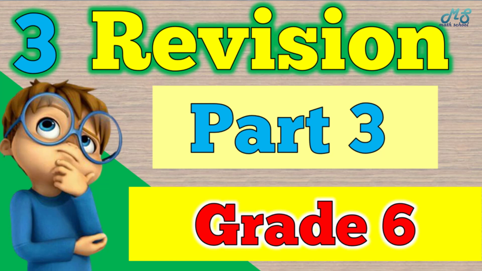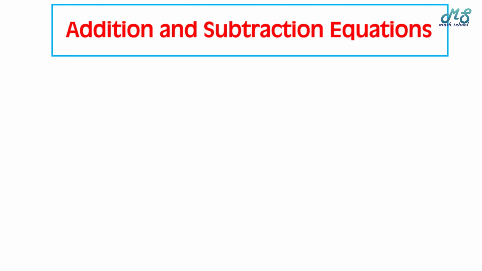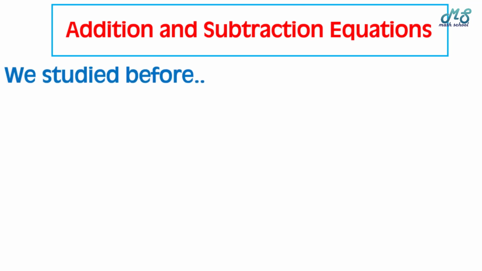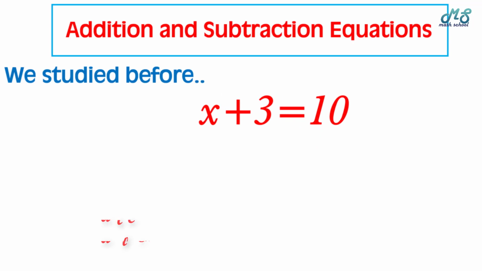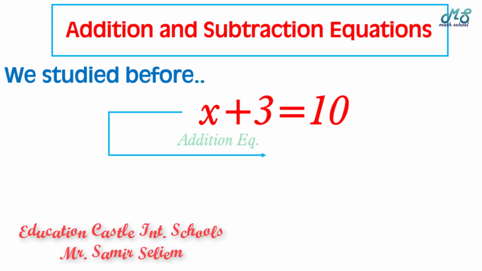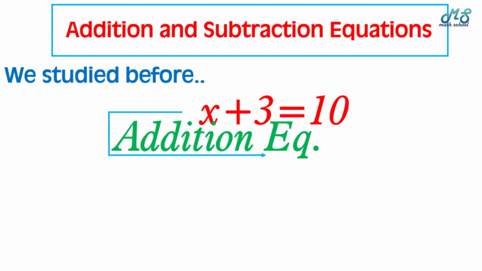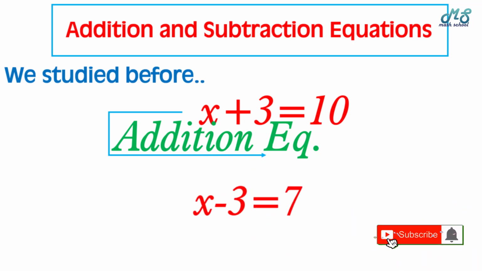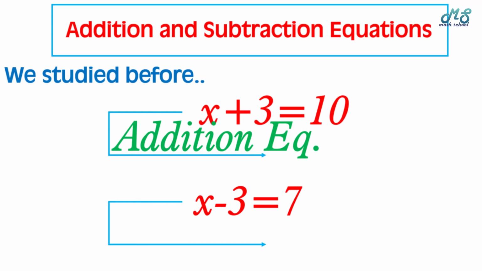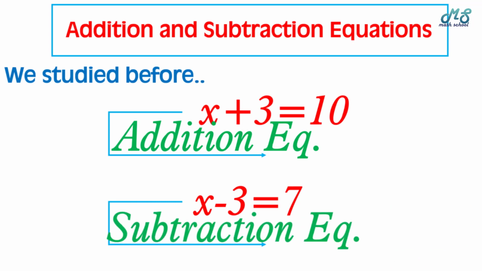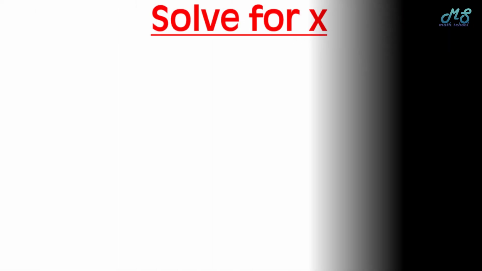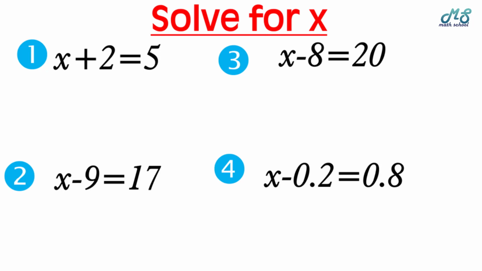So let's start. Addition and subtraction equations. We studied before, guys, that the equation x plus 3 equals 10 is called an addition equation. We have the plus sign of adding. The equation x minus 3 equals 7 is called a subtraction equation. We have the sign of subtraction, minus. Solve for x. How can we solve an addition equation and a subtraction equation?